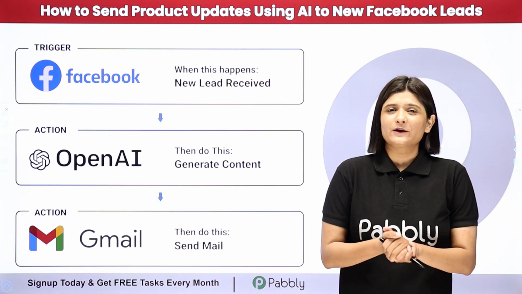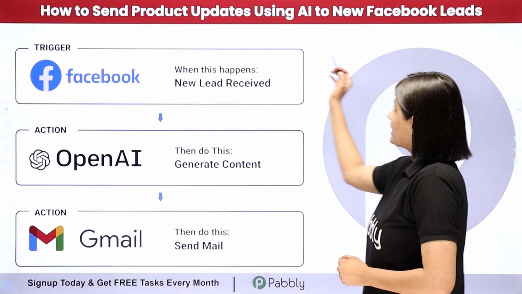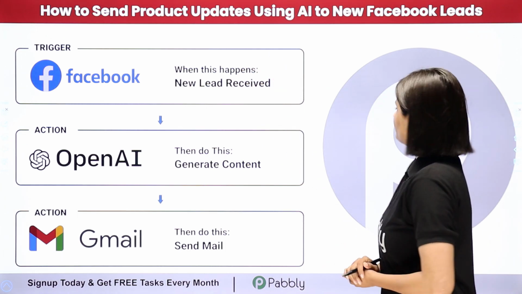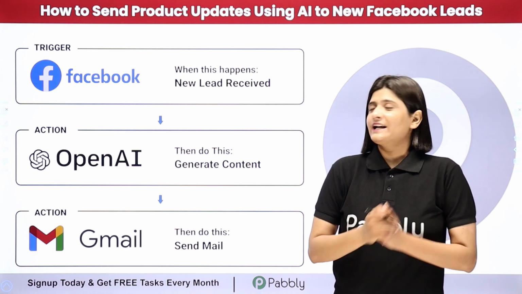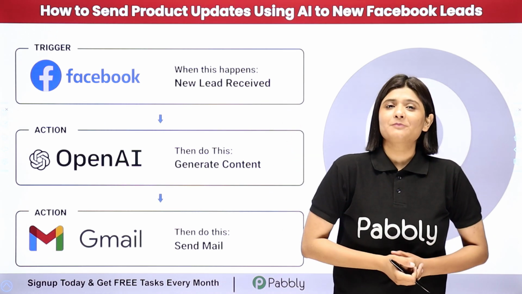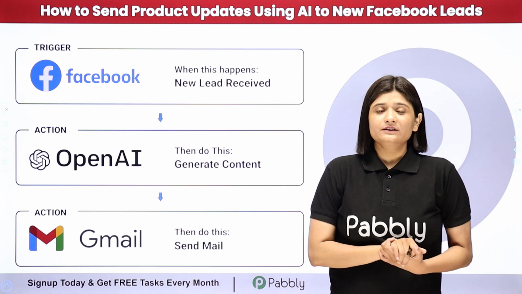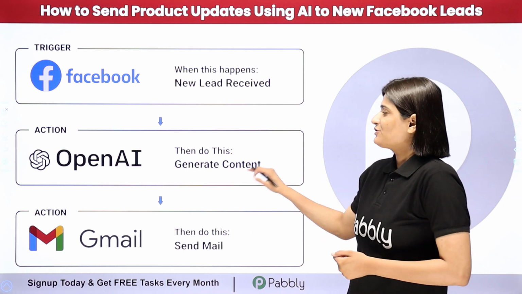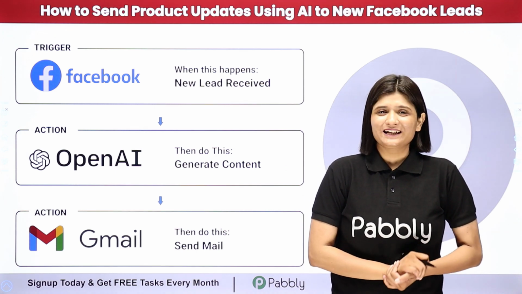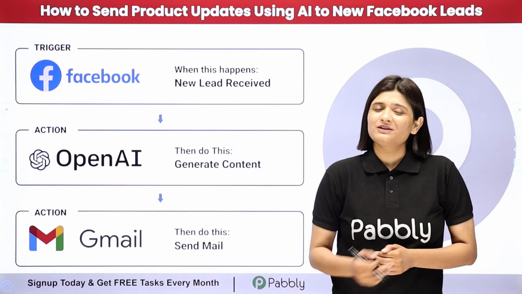In this video, we are going to learn how to send product updates using AI to new Facebook leads. So let's suppose I'm running a business and with the help of Facebook lead ads, I'm capturing all the leads. I want that whenever I receive a new lead, automatically the product update should be generated with the help of OpenAI and it should be sent with the help of Gmail.